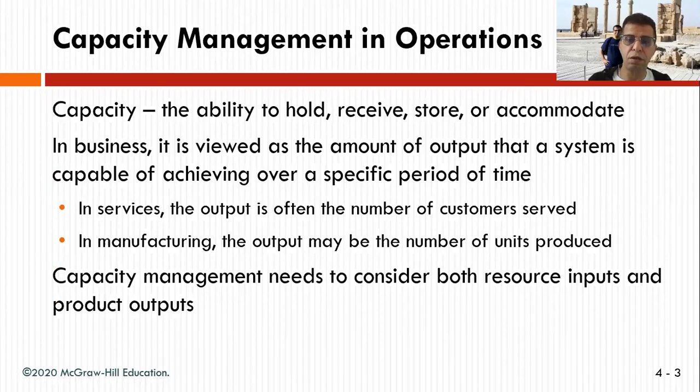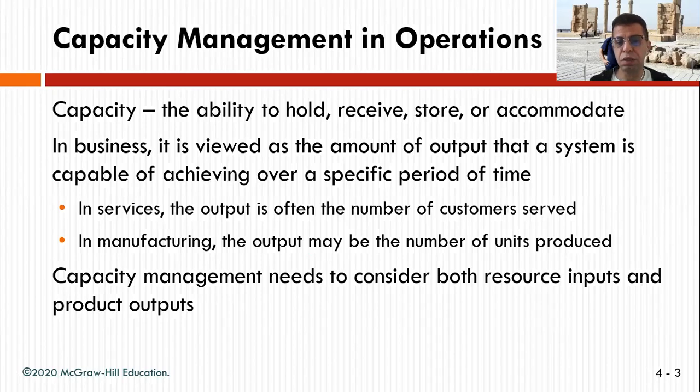Capacity management in operations means the ability to hold, receive, store, or accommodate. In business, it's viewed as the amount of output that a system is capable of achieving over a specific period of time. So there is a limitation of time and how much output the system can really have.